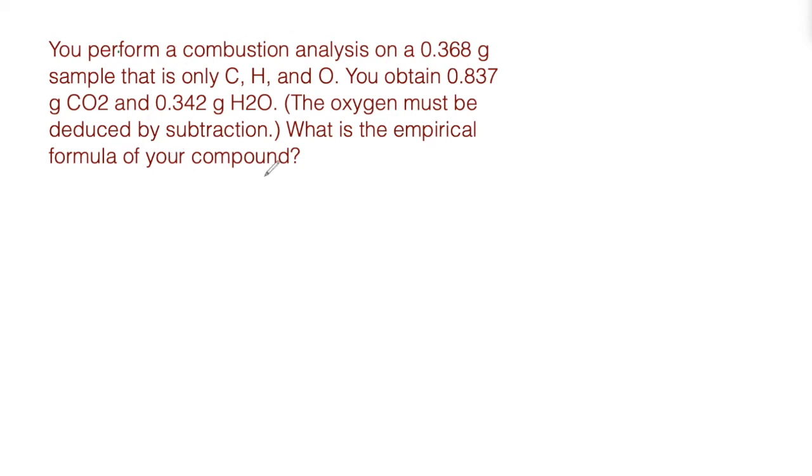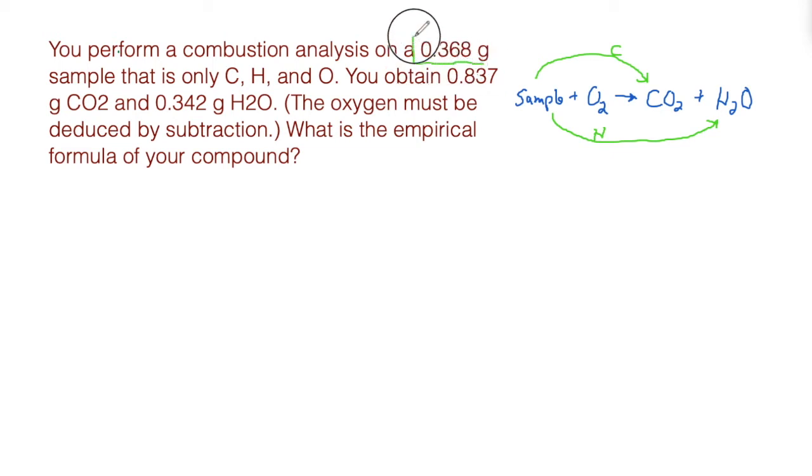Let's try a slightly more complex example because we have carbon, hydrogen, and oxygen. So remember, we can figure out our carbon from how much carbon dioxide we get, and we can figure out our hydrogen from how much water we get. The oxygen, we have extra oxygen around, so these oxygens in the carbon dioxide and the water could have come from the sample, or they could have come from the extra oxygen. So what we're going to have to do is figure out from the mass of our sample what mass of carbon we have and what mass of hydrogen we have in there, and then get the oxygen by subtraction.